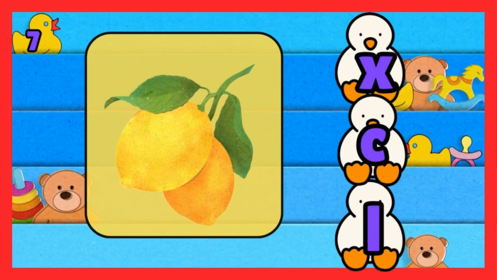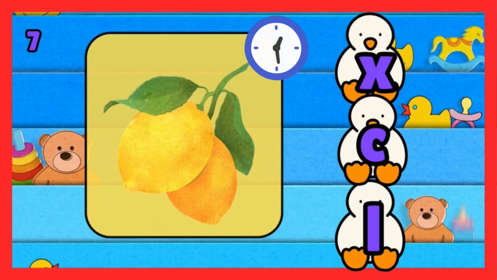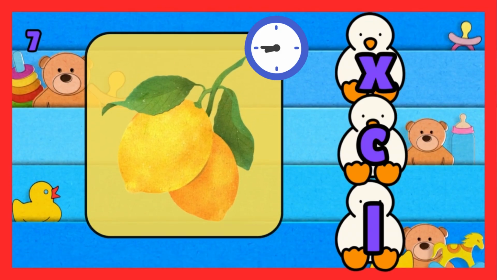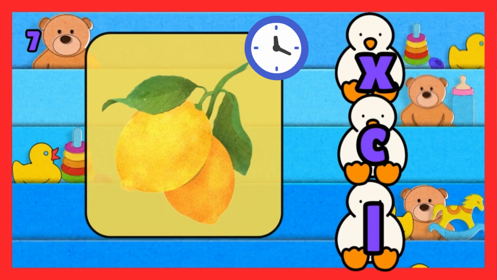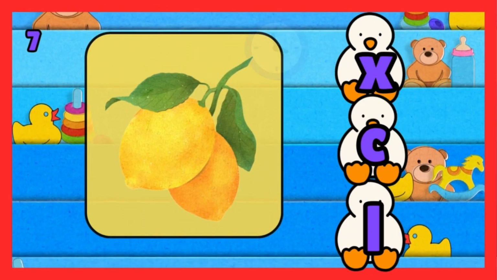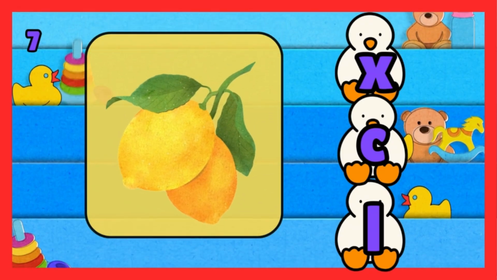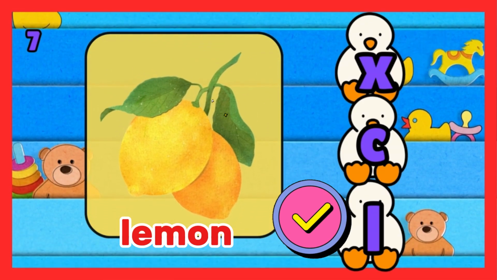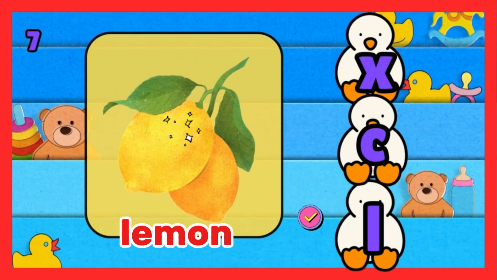What's the beginning letter of the word lemon? The beginning letter is L. That's right. The word lemon begins with the letter L.